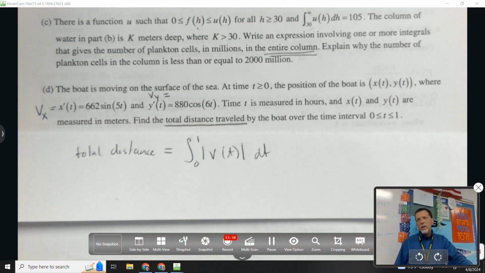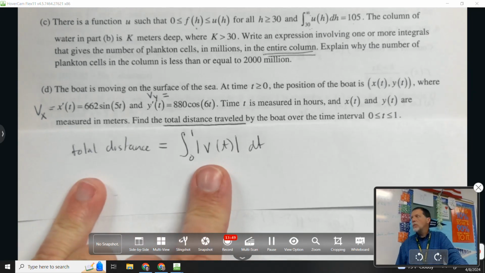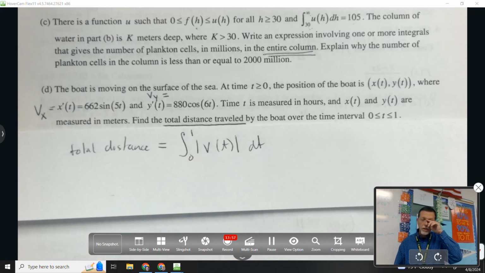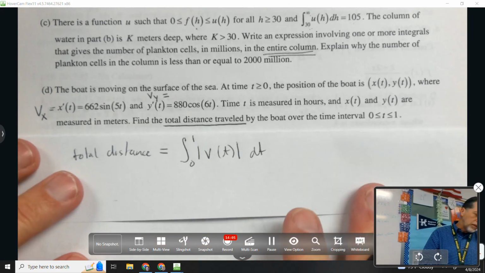So displacement is integral of velocity. Distance is integral of the absolute value of velocity. So this one will always be positive. It'll always be more than the displacement. Again, running around the track, you start and stop at the same spot. Your displacement is 0, but you still ran 400 meters. The absolute value will make sure you get a nice positive answer for this one.